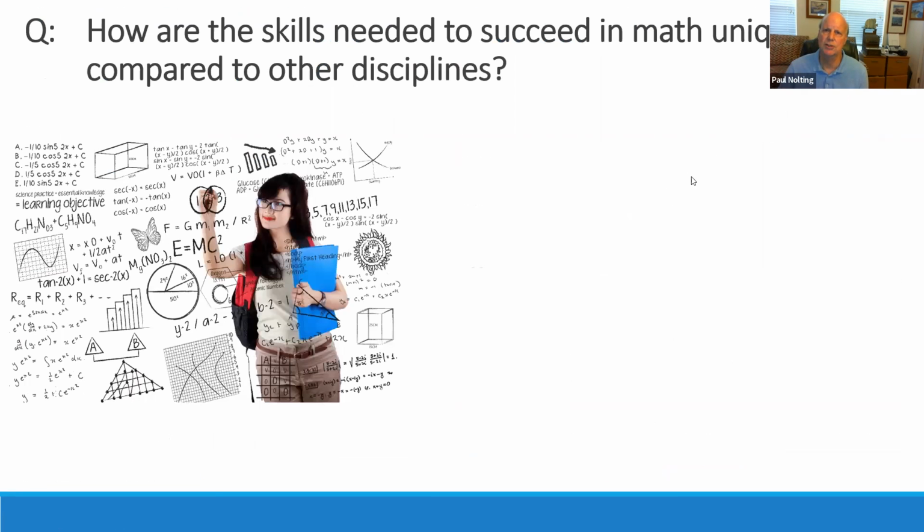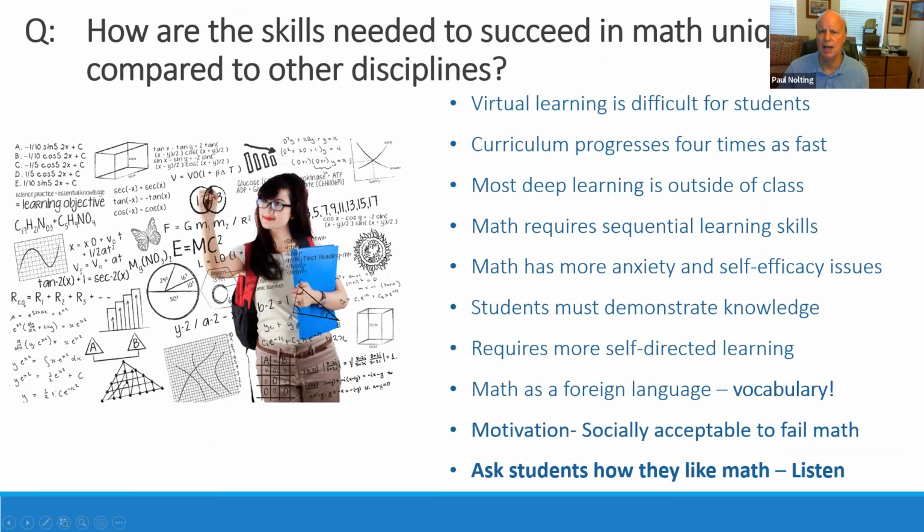Let's go, what are the skills needed to be successful in the courses compared to other disciplines? And this is something you can do. If you can put in the chat right now, what are the areas, how's math different? How's it learning? What does being successful in math really mean? And what we're finding out is virtual learning is more difficult. And this is what I do. I actually happen to do a math problem. How much faster is math in college than in high school? It's about 4 times as fast.